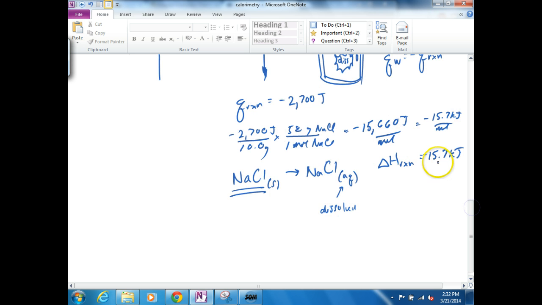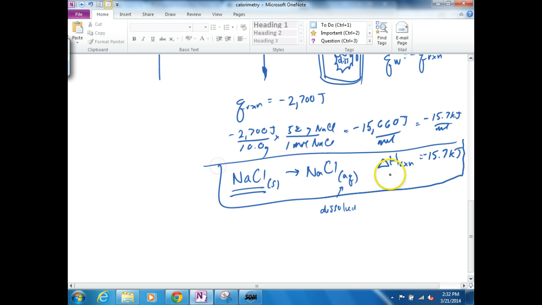Why won't I write per mole? Because when we write it like this on the side of a reaction, we're saying that this delta H is for this whole thing, however it's written, however many moles are written there. Okay?